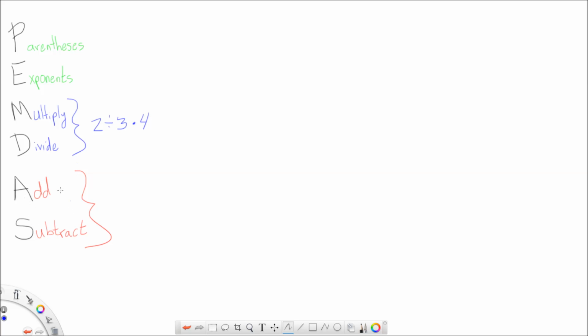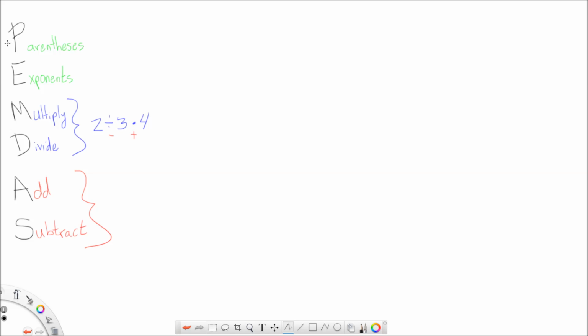And same goes for add and subtract. If this was 2 minus 3 plus 4, if you would just go top to bottom, you would add 3 and 4 first, and then 2 minus that result. But we're actually going to do add and subtract at the same time, and then do 2 minus 3, take that result, and then add 4 to it. So those are the first changes we have to make to how I had it written originally.